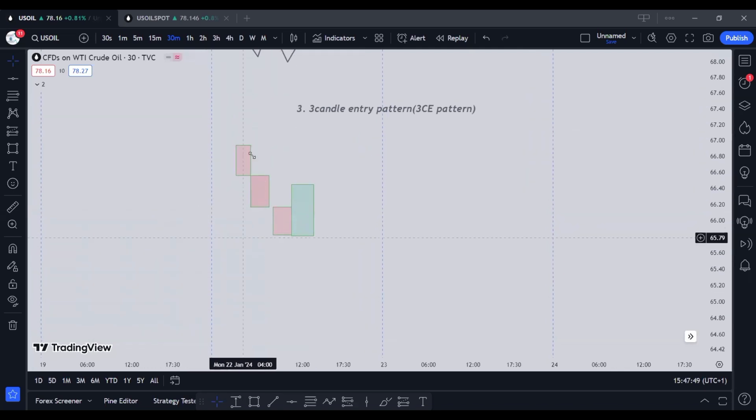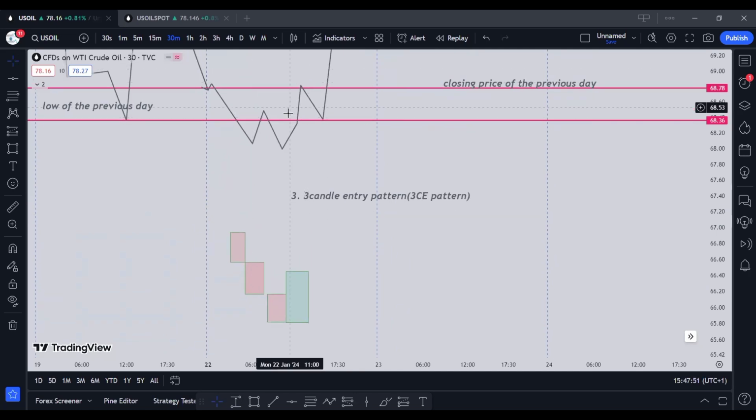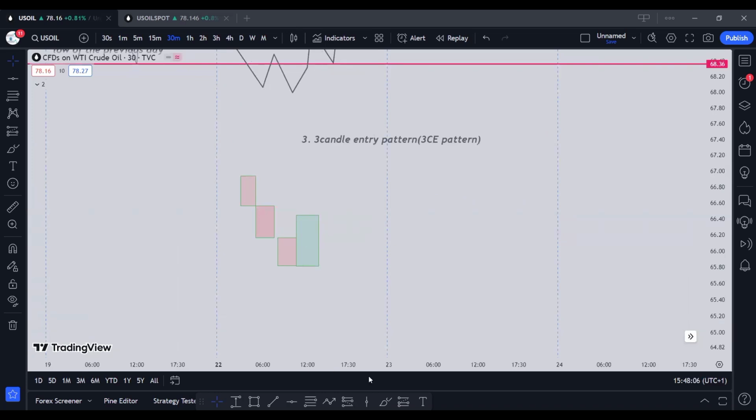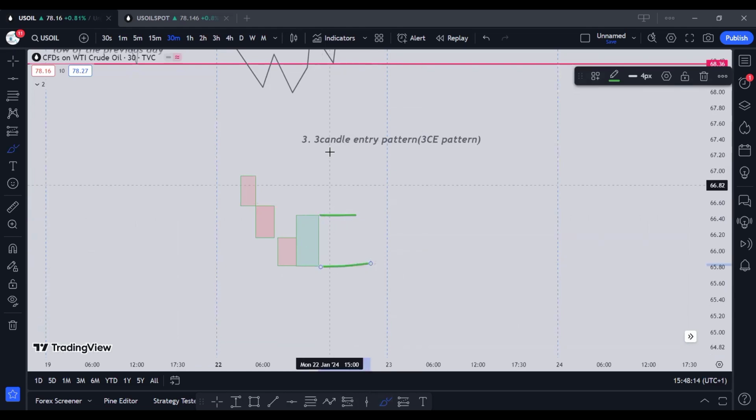So if you see this pattern of candles in this area, you go in and you buy. You go in and you do what? You buy. Where is your stop loss? This is your entry, and this is your stop loss, right? Where would you be targeting?